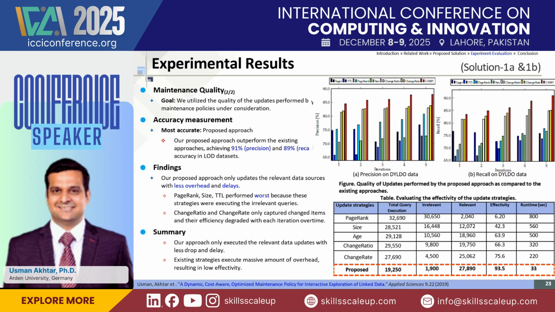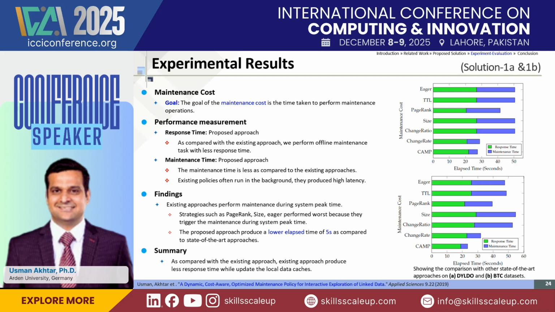We also take into account the maintenance quality. This table also compares the different data sets. The total query execution in our approach is 19,000. In this table, I have just summarized the irrelevant queries. You see that our approach executes fewer irrelevant queries as compared to the other approaches. So this result highlights the efficiency of our approach by focusing only on the relevant updates and minimizing the overhead. We can claim that we can create an accurate and fast retrieval of the data.